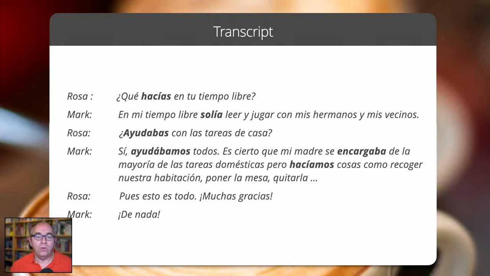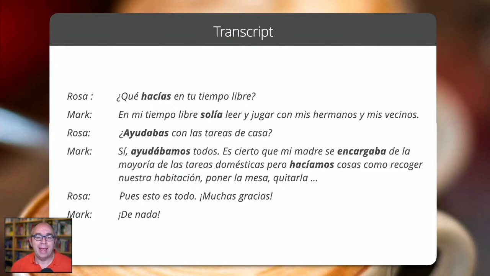Rosa asks, ¿ayudabas con las tareas de la casa? Did you used to help? We've got an ER verb, a lovely ER verb that therefore ends in the ABA ending. So ayudabas, did you help? Did you used to help con las tareas de casa? Sí, ayudábamos todos. We all helped.